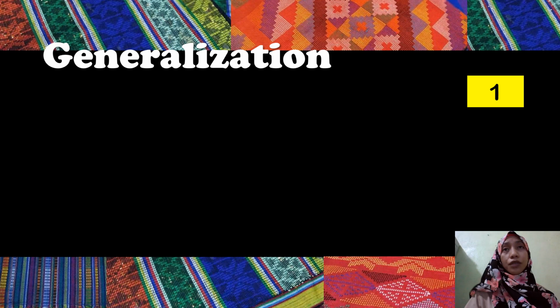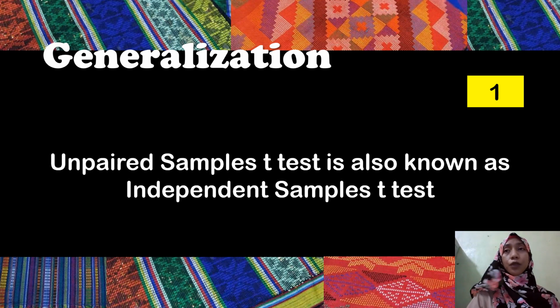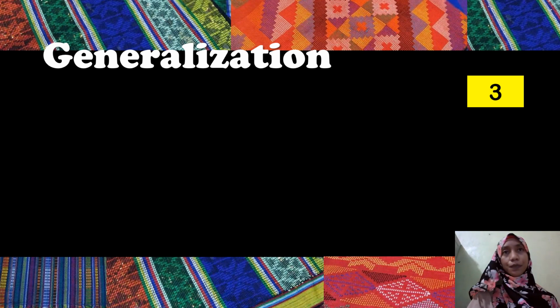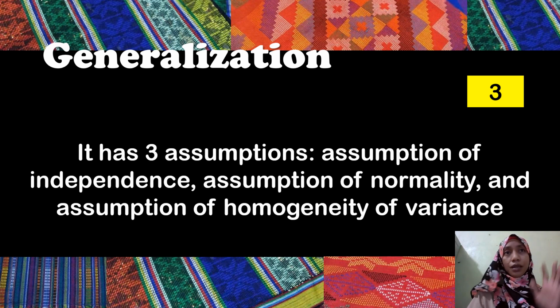These are the generalizations that we've come up with from our lesson today. So, first generalization, unpaired samples t-test is also known as independent samples t-test. Second, unpaired samples t-test is used when you want to compare two independent groups to see if their means are different. Third, it has three assumptions: assumption of independence, assumption of normality, and assumption of homogeneity of variance.